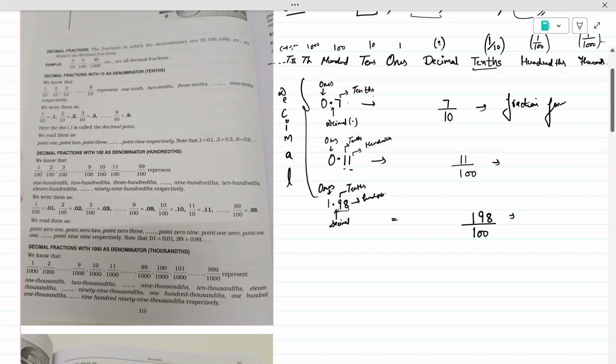So we will see after the decimal how many places are given to us. That many zeros we will have in the denominator. One followed by those many zeros we'll have. Now let us take another example. Let me take an example of thousands now.